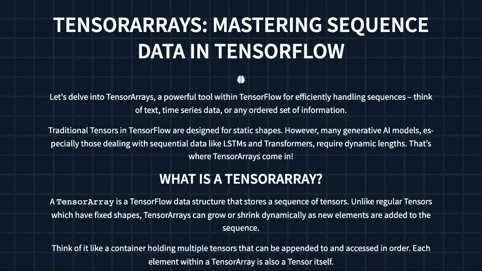Okay, so let's talk about tensor arrays in TensorFlow. They are basically containers designed specifically for handling sequences of data where the length isn't fixed. Think sentences that can vary in size. Traditional tensors have a set shape, but with models like LSTMs and transformers, we often deal with variable length inputs. Tensor arrays solve this by letting you build up a sequence dynamically, making them super useful for RNN and transformer layers. They're more efficient than constantly creating new tensors as the sequence grows, which can really speed up training.